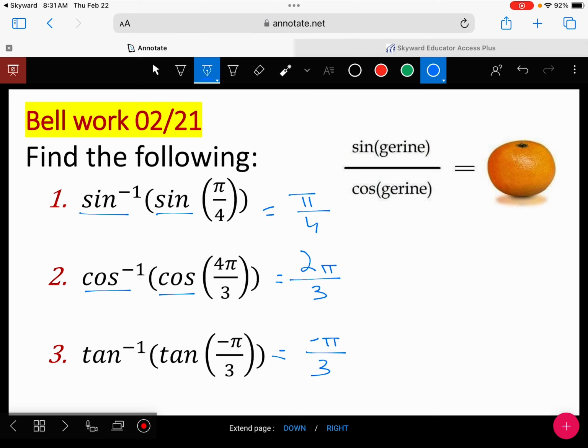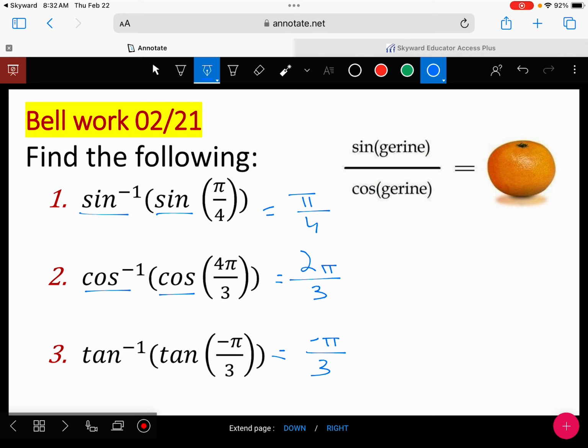So which questions was our initial input equal to our answer? 1 and 3. Can anyone spot the reason why 2 didn't work? Yeah, so 4 pi over 3. It's greater than 1. So what happens when a radian is greater than 1? Can it be in quadrant 1 or 2? No. What quadrant is 4 pi over 3 in? 3.